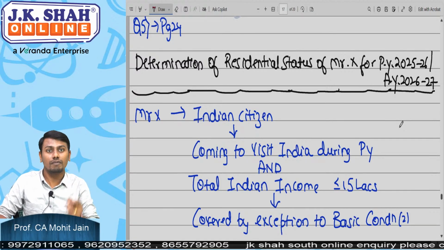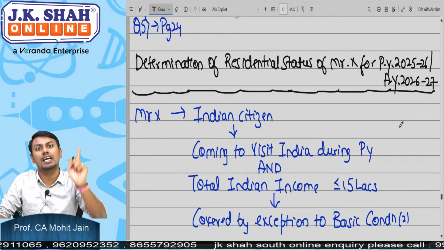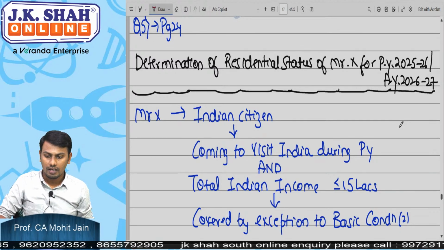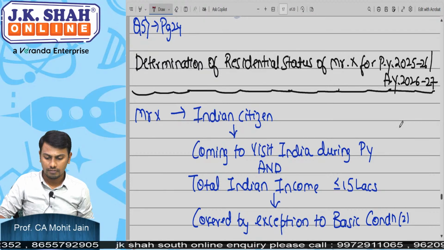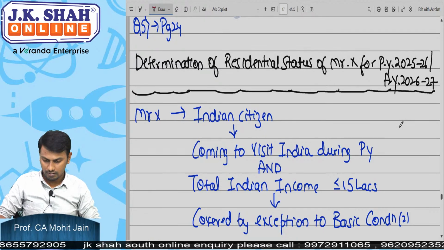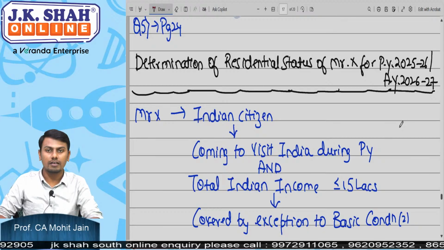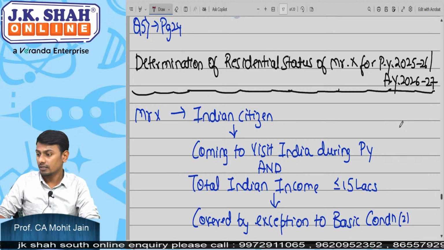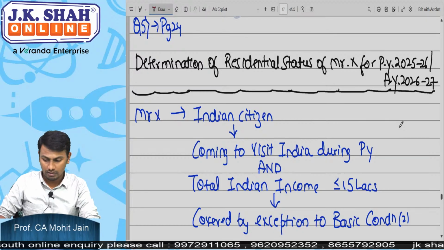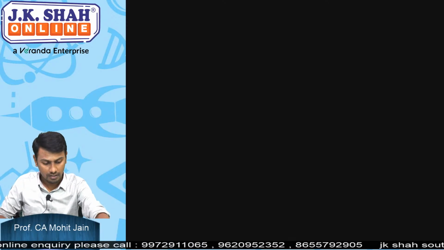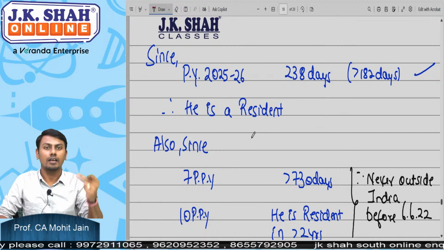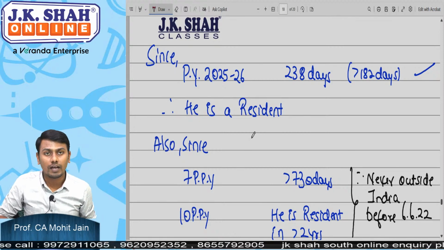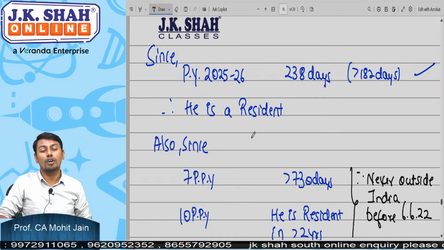Because in this question, we became a resident because of the first basic condition itself. Everyone done writing up till here? Then go down. So since in previous year 25-26, he was there in India for what?